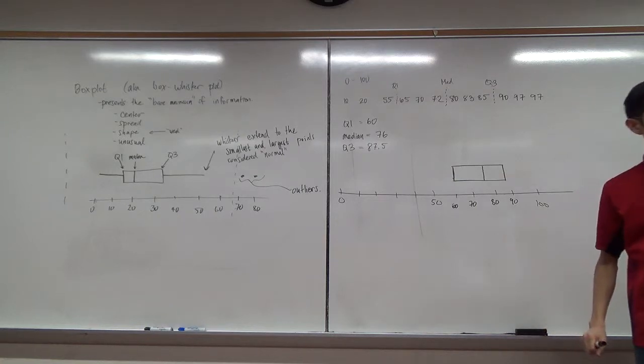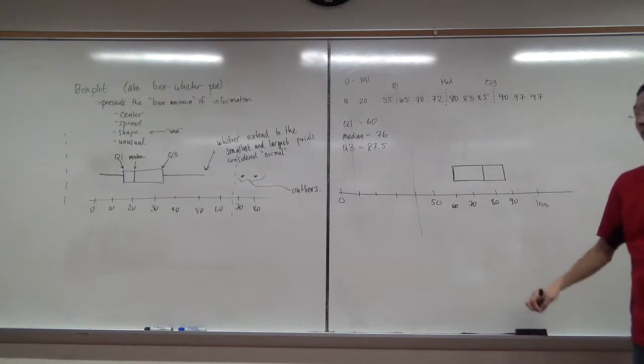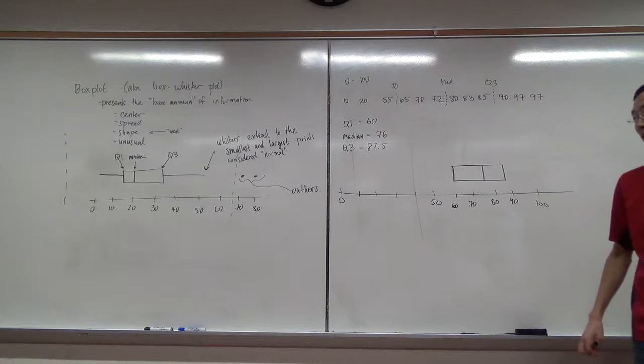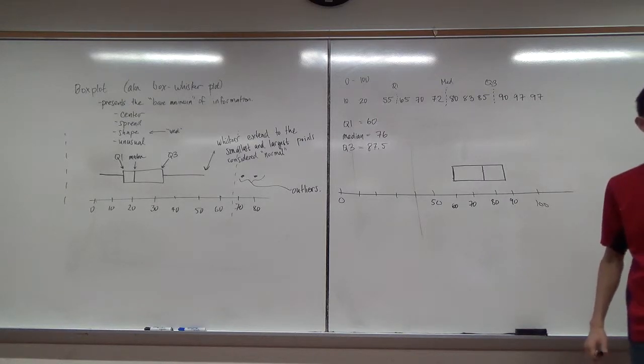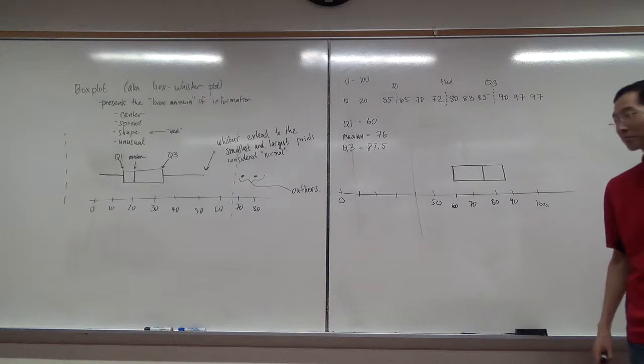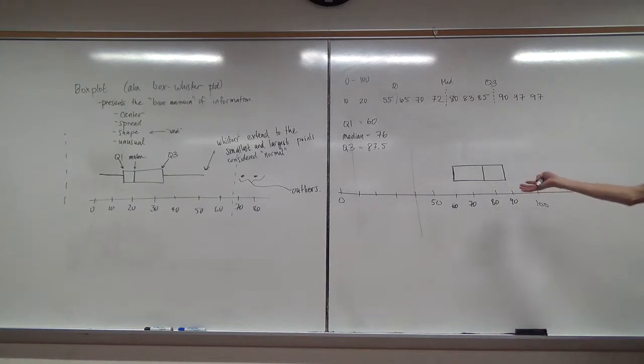Would there then be no fence? Yeah, if Q1 and Q3 are the same number, then your IQR is 0, and therefore your fence would be at 70 also. Okay, so this forms our box here.